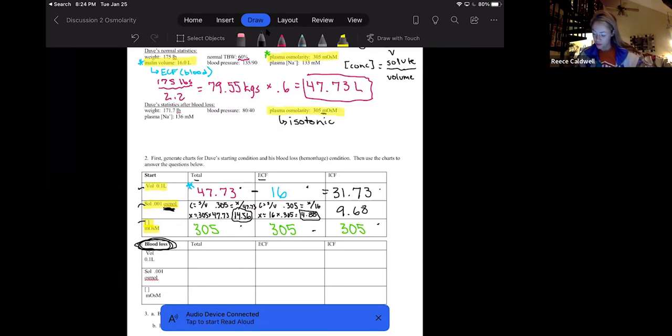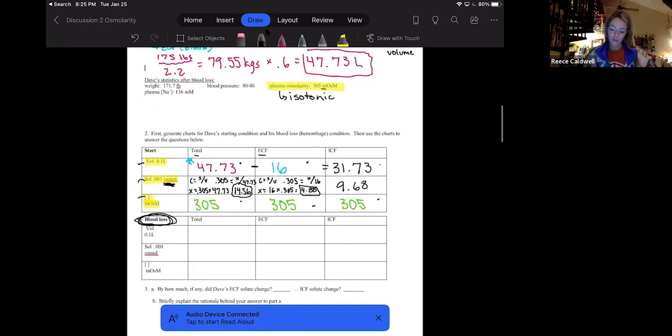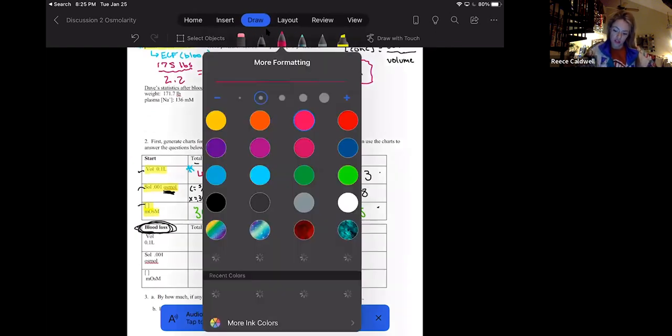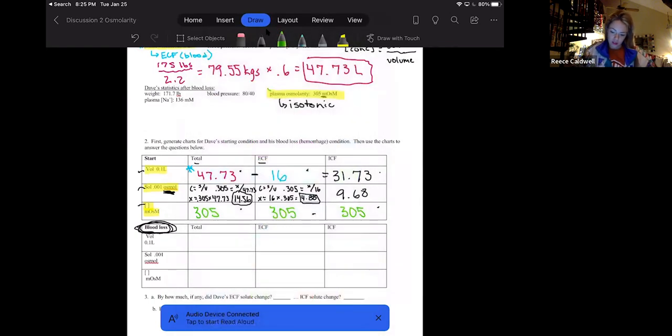This is an isoosmotic condition, or isotonic condition, because he's losing blood from his body. He's not changing the conditions of his cells, however. So this is an isotonic issue. Hemorrhaging, blood loss, is an isotonic issue. So again, we see that his plasma osmolarity is the same. So switching back to green, we can plug that into our chart: 305, 305, and 305.